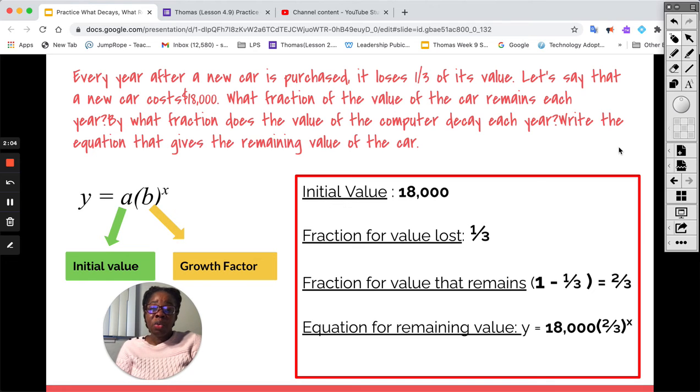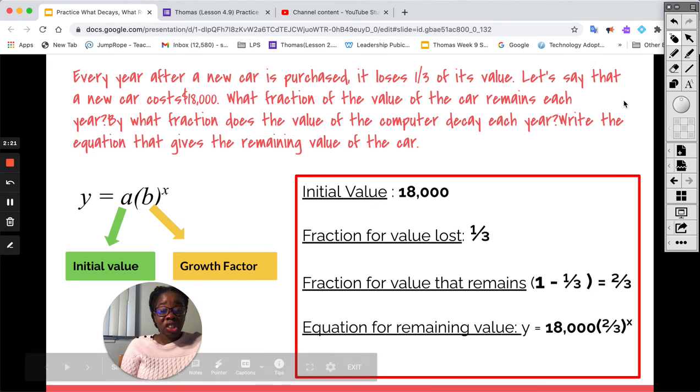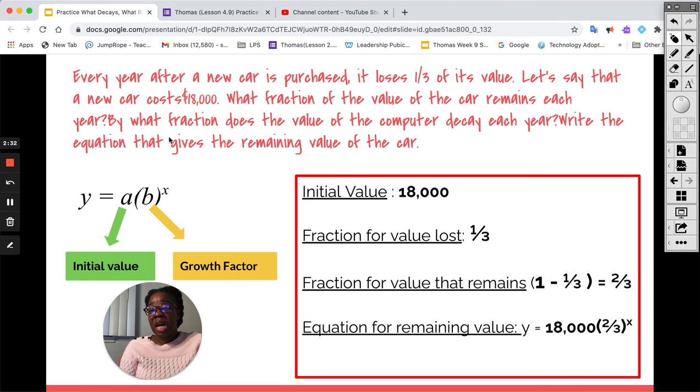And then we can use that to write the equation that gives us the remaining value of the car. The equation is going to be the initial value times the fraction that represents the remaining value of the car, and in this case, that fraction is 2/3. So your equation is y is equal to 18,000 times 2/3 raised to the x, where x is going to represent the year, the number of years that you have owned the car.